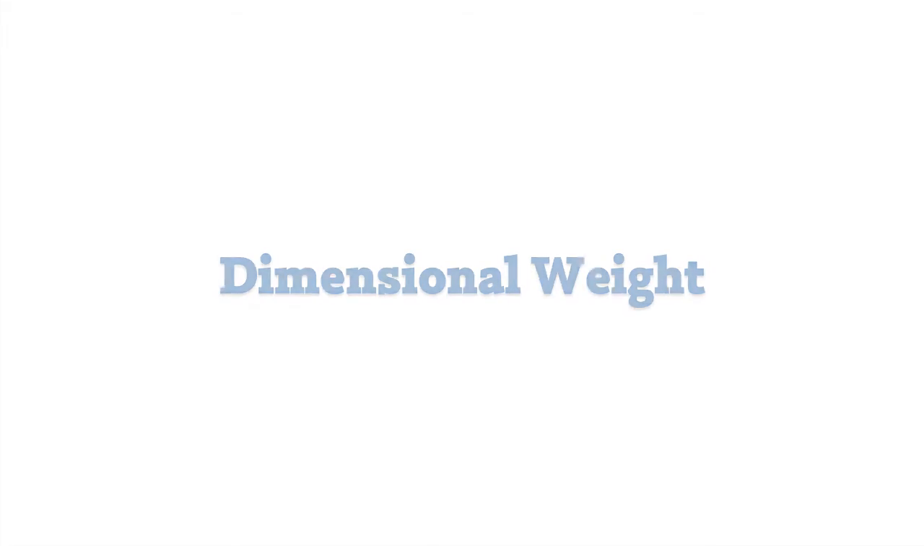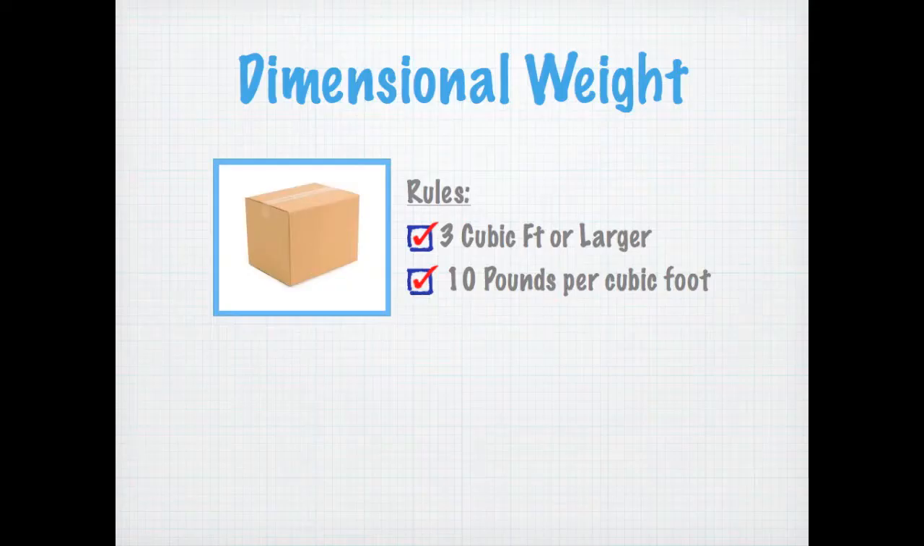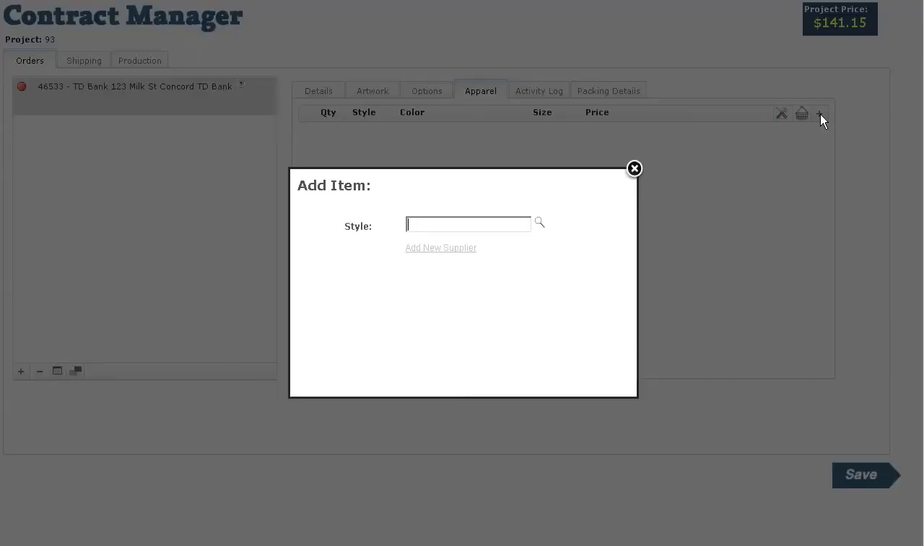Contract Manager provides tools that help you plan shipments that may be affected by dimensional weight requirements. Dimensional weight affects packages that are 3 cubic feet or larger. UPS requires at least 10 pounds of weight per cubic foot. If you fail to meet this requirement, you'll be charged more than the weight alone would indicate. Orders containing fleece, jackets, and other bulky items are often affected by dimensional weight rules. Let's see how Contract Manager handles dimensional weight shipments.